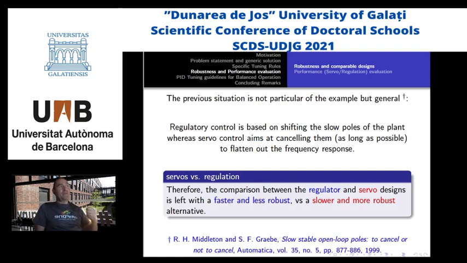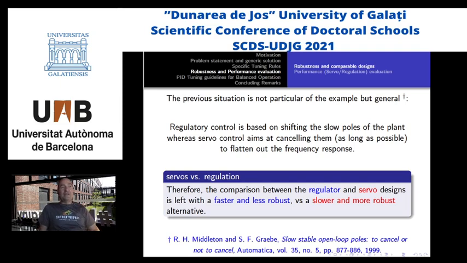is an example of a more general situation. It's just to exemplify it, but it's not just because of this example. The idea is that usually when you do a set point tracking design, it tends to cancel the slow poles of the plant whenever that is possible, and then tries to get a frequency response that is flatter. On the other hand, regulation tries to shift and move the slow poles of the plant, and this generates faster designs. This is the trade-off between servo and regulation.